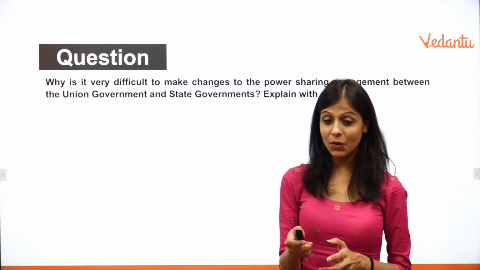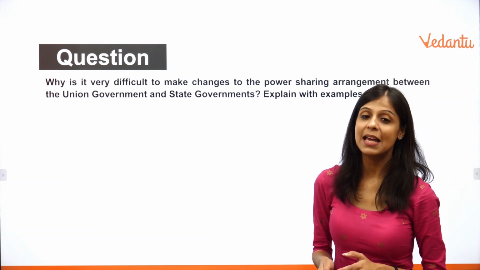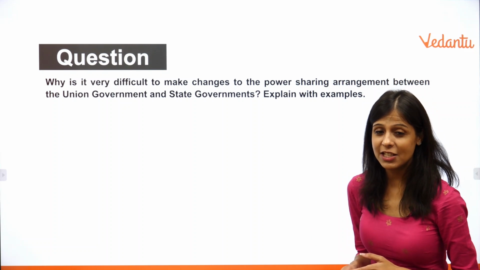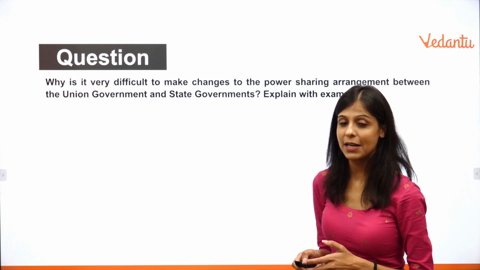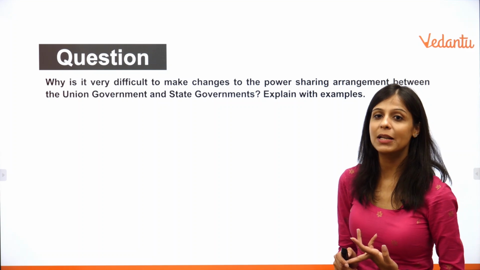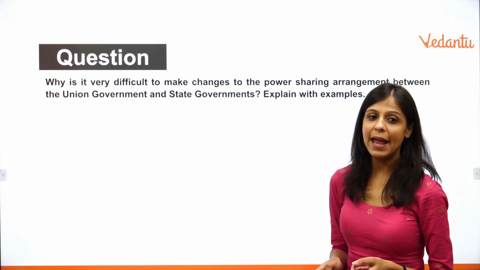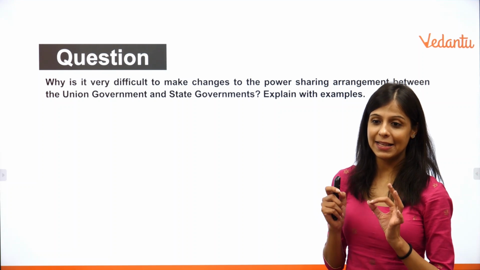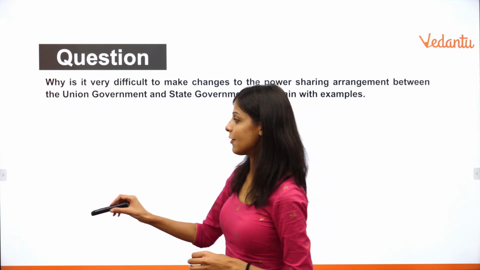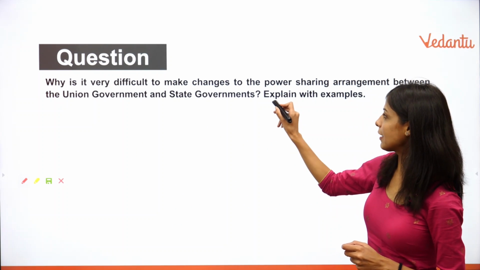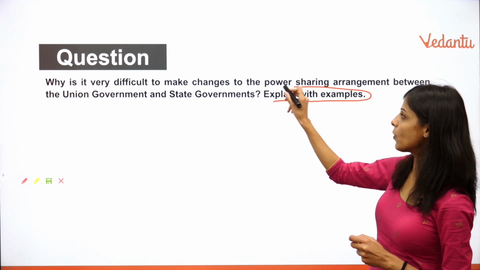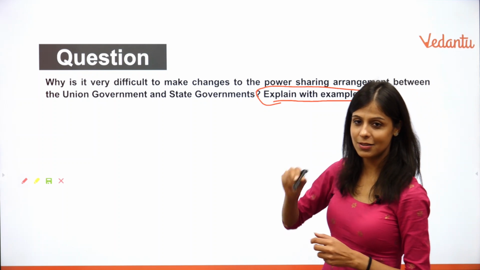So let's get started with the very first question. It is, why is it very difficult to make changes in power sharing arrangement between union government and state government? Explain with example. Now in this case, they've clearly mentioned that they are expecting you to explain this scenario with the help of examples, right?